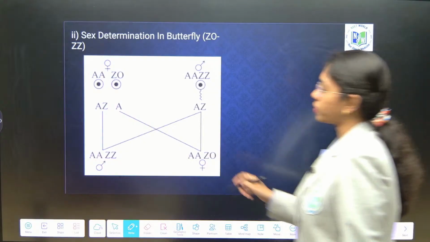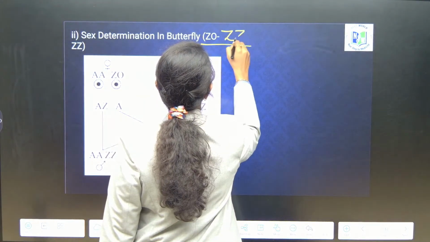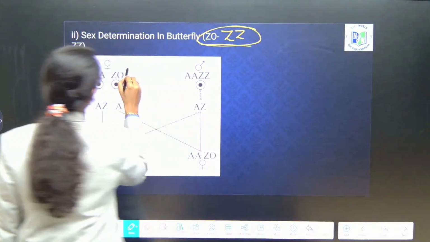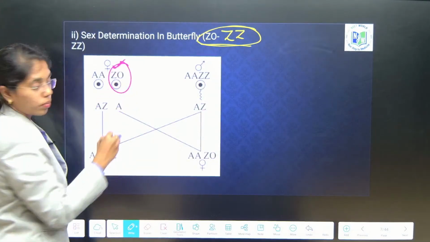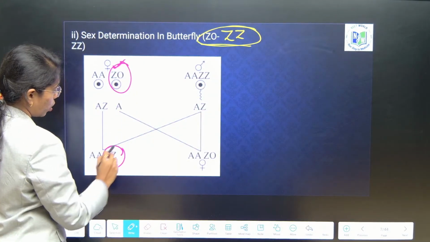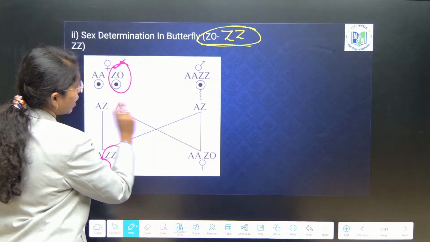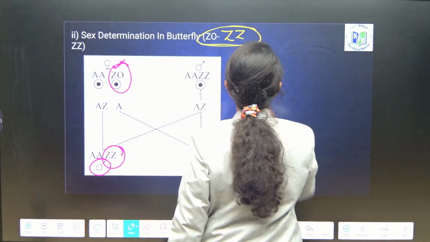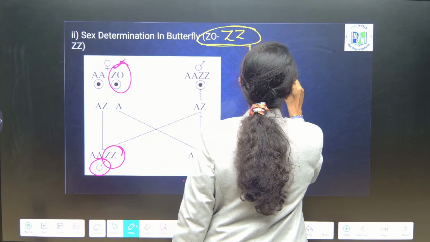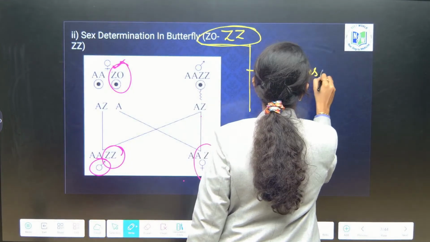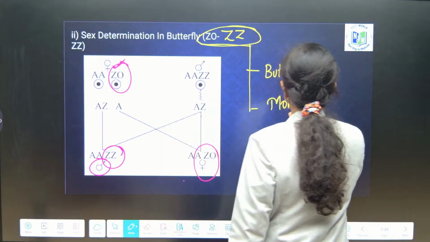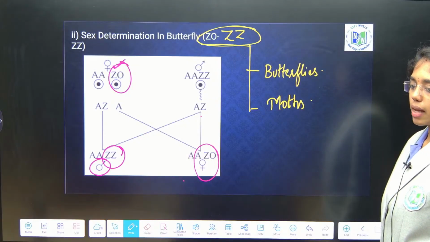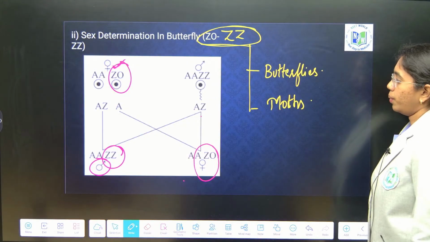Next, ZO, ZZ type of sex determination. Here you see ZO type, only one set of chromosome. So, Z along with autosomes, ZZ will give rise to male, ZO will give rise to female, with half the set of chromosomes. This you will observe in butterflies and moths. Have you taken the examples of everything? Cool.